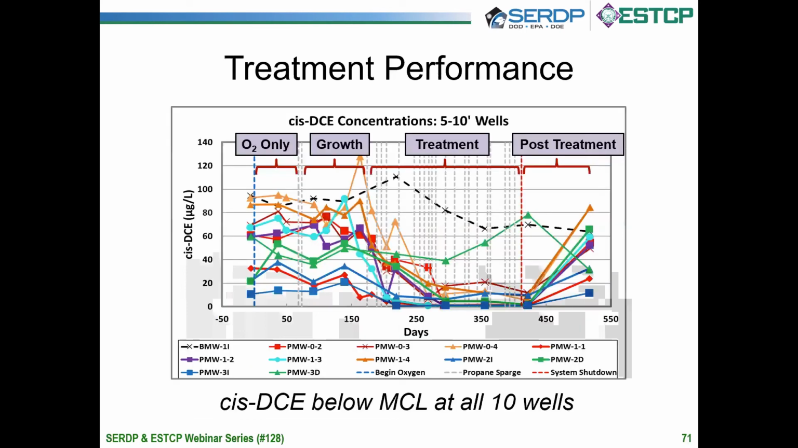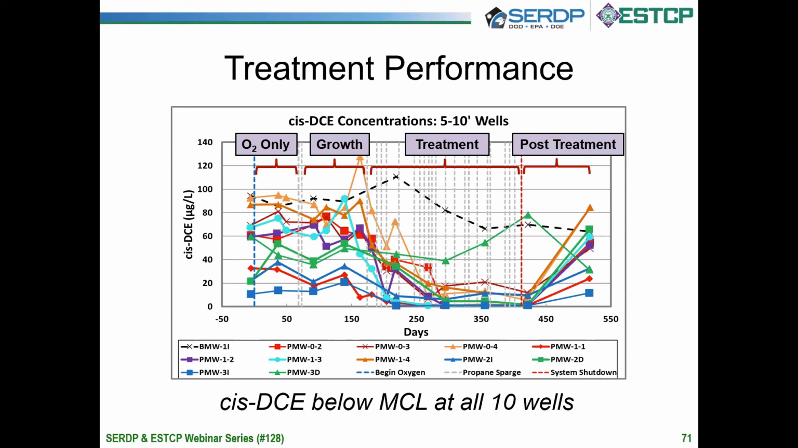If we get into the data a little bit, first let's talk about the cis-DCE concentrations at those 10 wells. There's a lot of data here, but I want to break it down into 4 different phases. As I mentioned, for 9 weeks, we sparged oxygen only. Then we added some propane, and we got into a growth phase where we were waiting for that propane and that ammonia to be degraded.